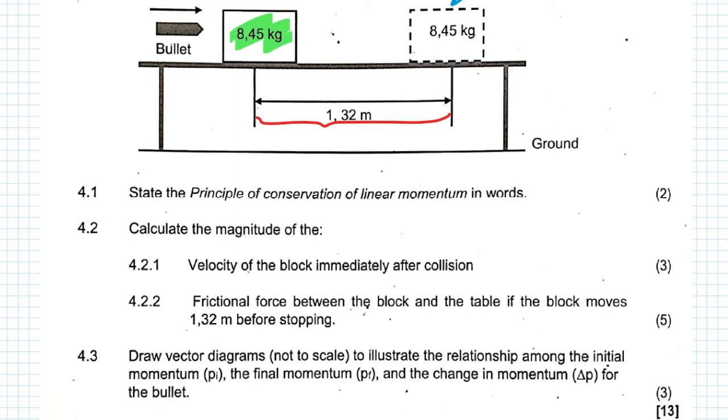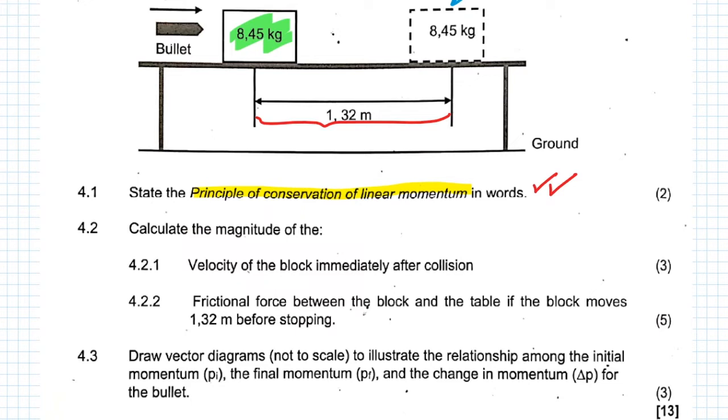Question 4.1 says, state the principle of conservation of linear momentum in words. I'm not going to write this principle down, but it states that the total linear momentum in an isolated system remains constant. For writing this down, you're going to obtain 2 marks. It's very important that you learn it off by heart so that you don't leave out any key words.